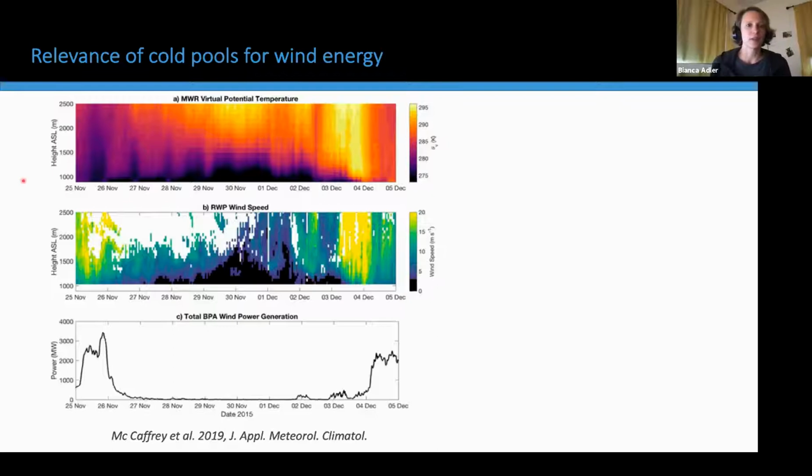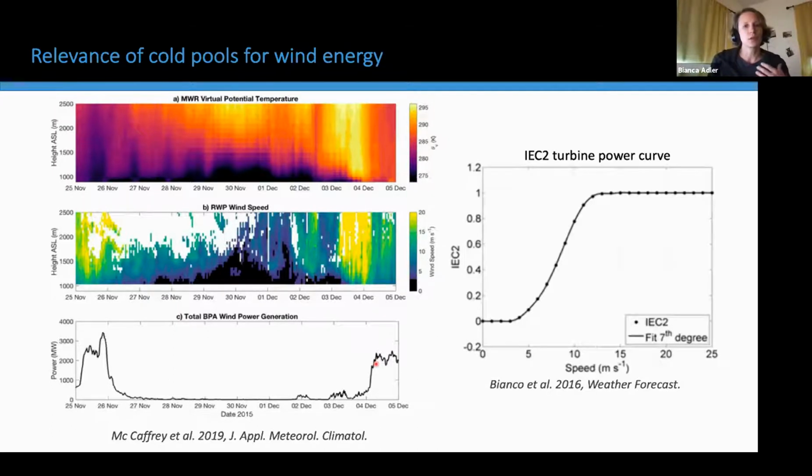And you can see that in the middle part of this period, when the cold pool was present, horizontal wind speed was close to 0, and there was basically no wind power generation during the cold pool. Then when the cold pool decayed, wind power generation rapidly increased. This is because the relationship between wind speed and power generation is not linear, which is visible here in this turbine power curve.